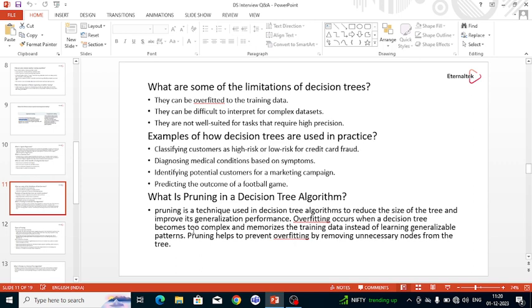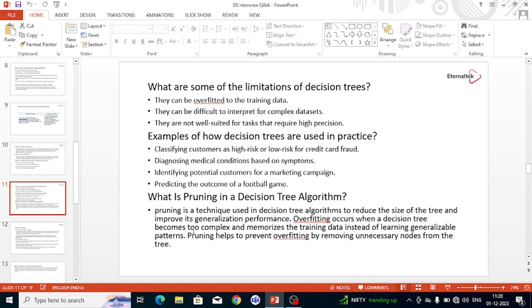They can be difficult to interpret for complex data. They are not well suited for tasks that require high precision. These are the limitations of using a decision tree. To overcome these limitations, we have the random forest. In the upcoming questions, we will discuss that.